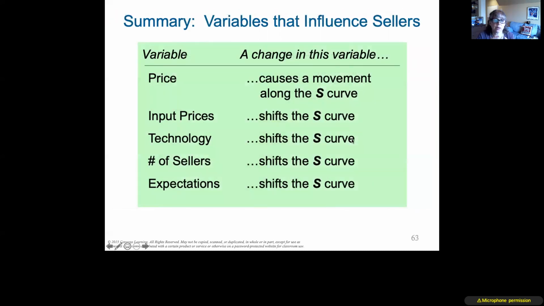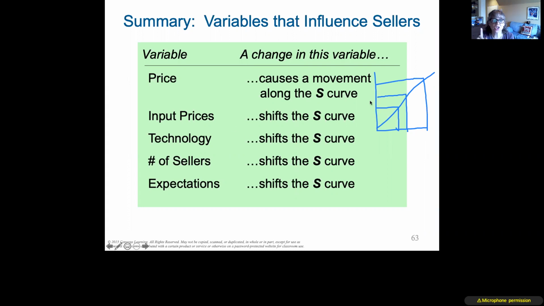So to summarize, price causes movement along the supply curve. Remember, you have a supply curve just like you had a demand curve. And what's happening? If the price changes, let's say it goes down, you just produce less. Price goes up, you just produce more.